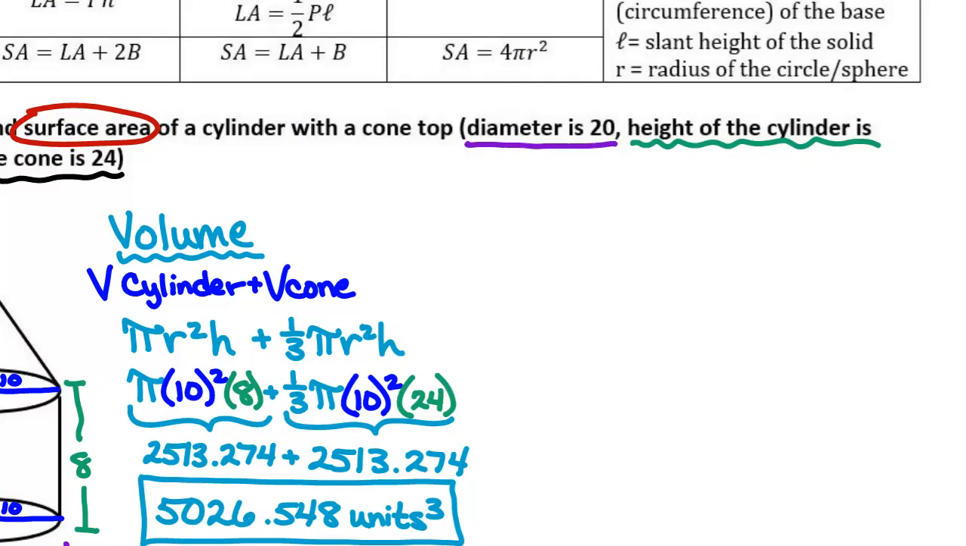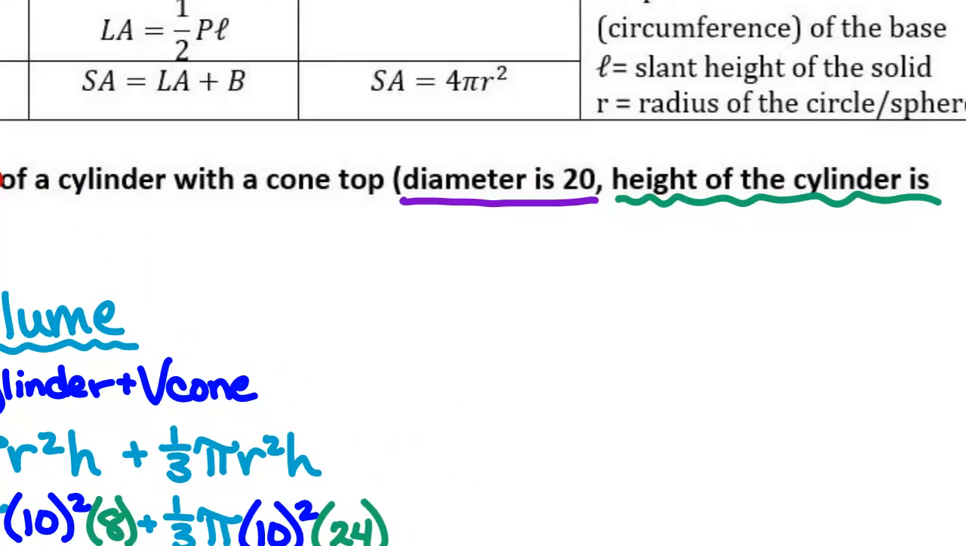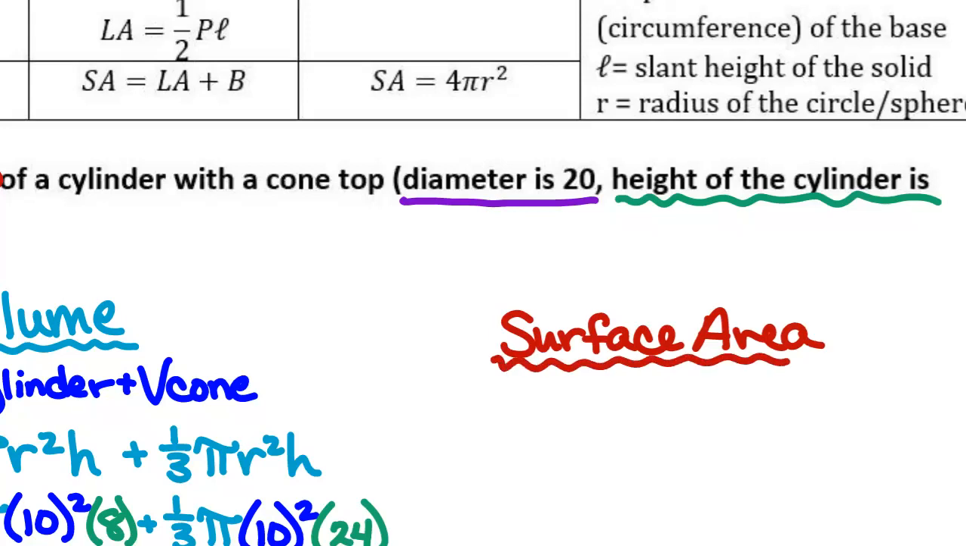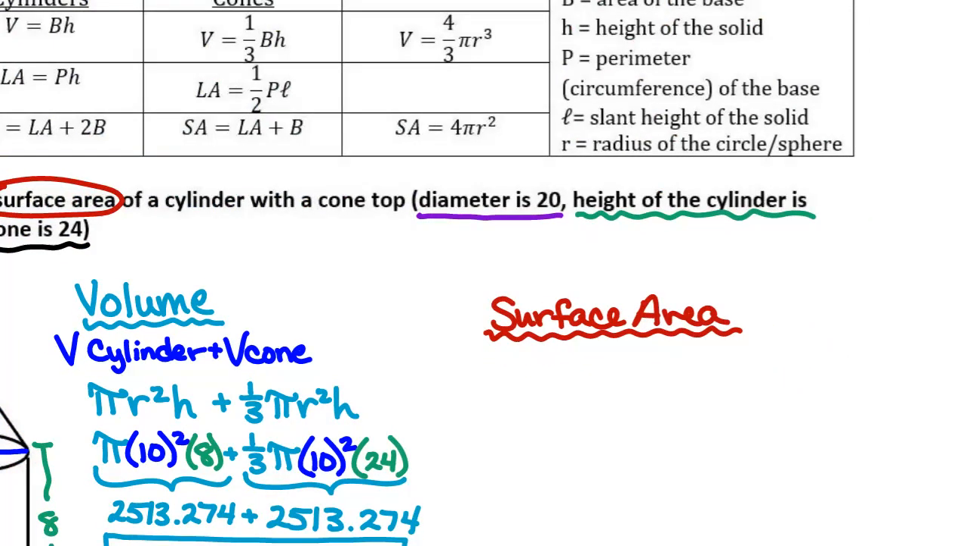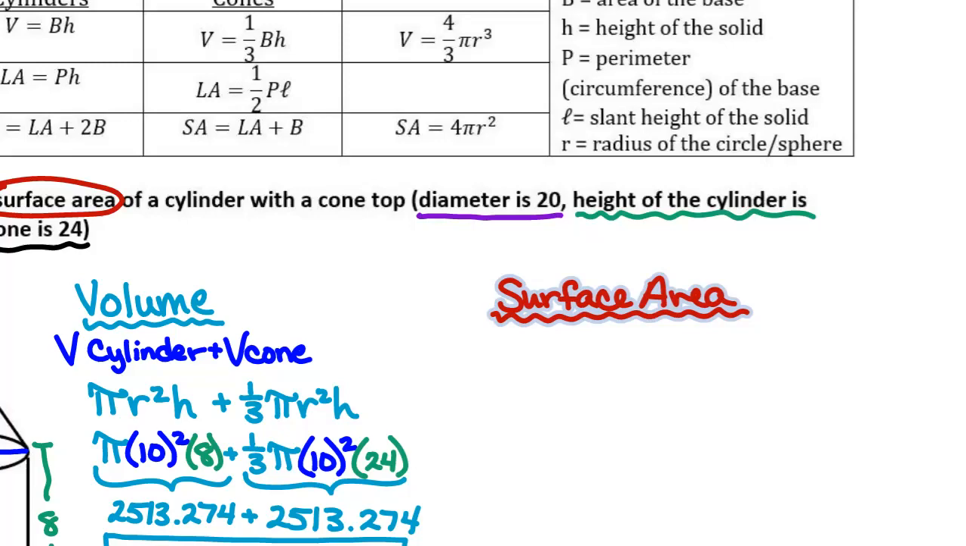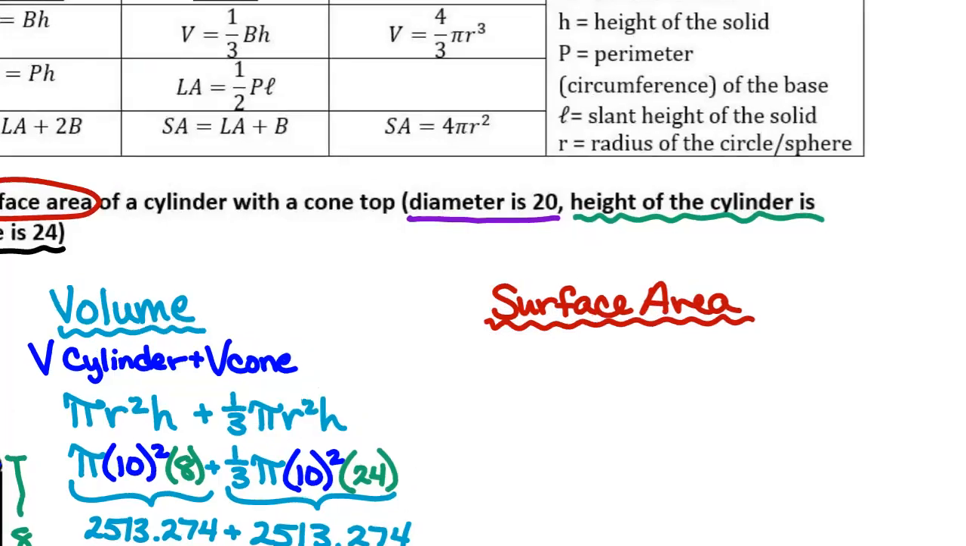Now, surface area. This one's a little bit more complicated than our volume. When we say surface area, I want only the area of the things that would be exposed to the air. If it would not be exposed to the air, if it would be covered up, I don't want to include that in my surface area. We're still looking at surface area of cylinder plus surface area of cone.